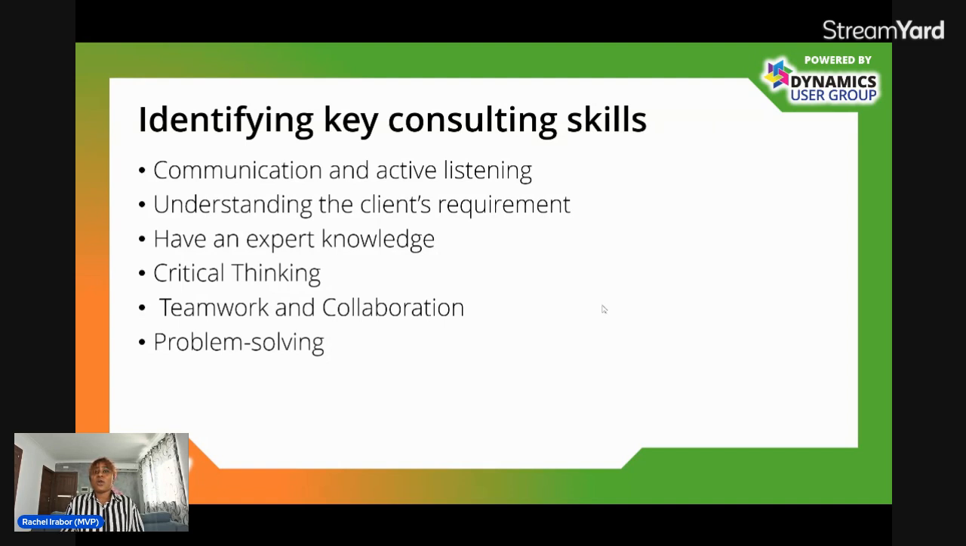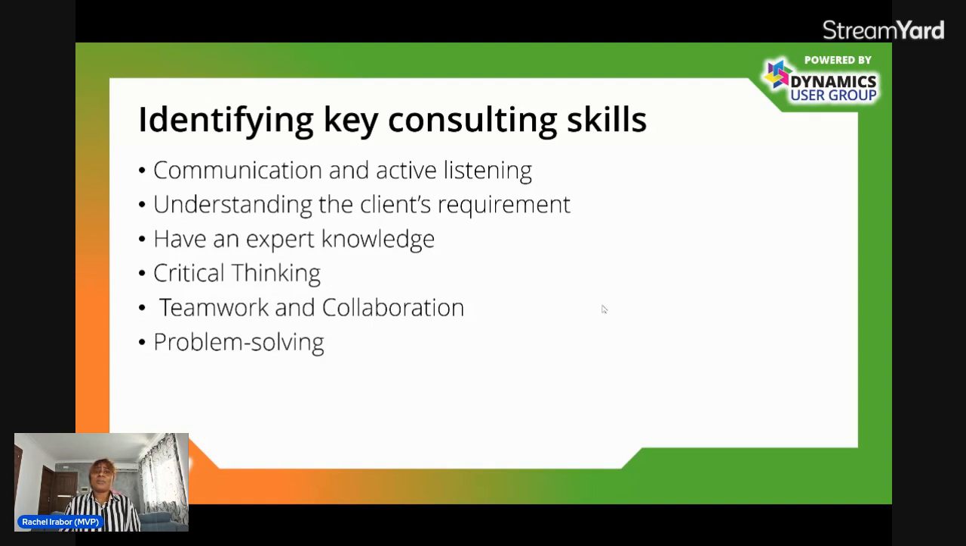Even apart from consulting, even apart from the Power Platform ecosystem where we have consultants and developers, I am very certain that other career paths and other platforms also have consultants and developers. But as a professional developer, I think these are also skills that you need to have.